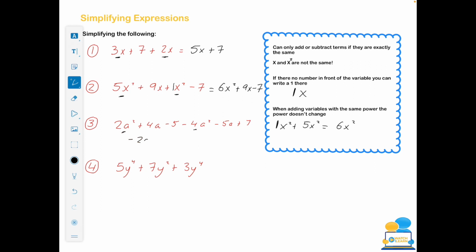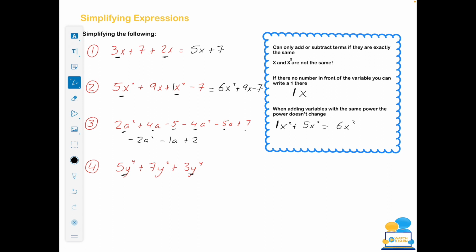The next one, we have 2a squared minus 4a squared. 2 minus 4, you can put that into calculator if you're not sure, it'll be minus 2a squared. Then we also have 4a minus 5a. 4a minus 5a is minus 1a. You don't have to write the 1. And then we've minus 5 plus 7. Minus 5 plus 7 will give me plus 2. Be careful with the minuses. Put those into your calculator and it will tell you.